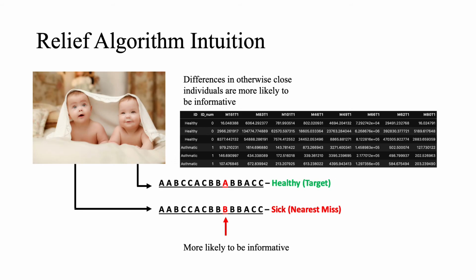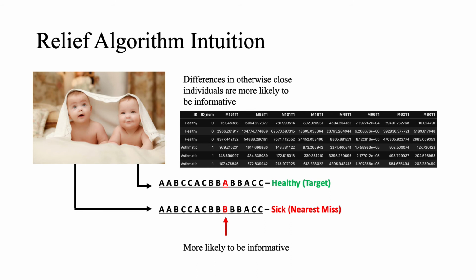Finally, let's see how the ReliefF algorithm works. Consider two breath samples, which are the rows in our dataset, one coming from a healthy patient and the other from an asthmatic. In reality, each row is represented by a sequence of numbers, but for now, let's abstract away and consider them to be a sequence of letters, as shown here, to develop our intuition.